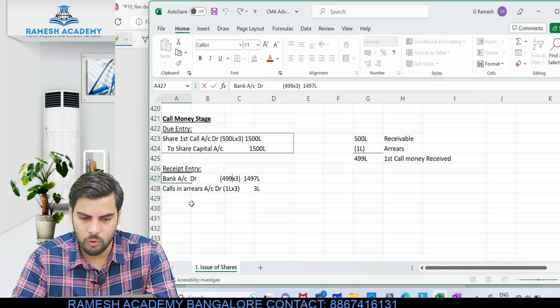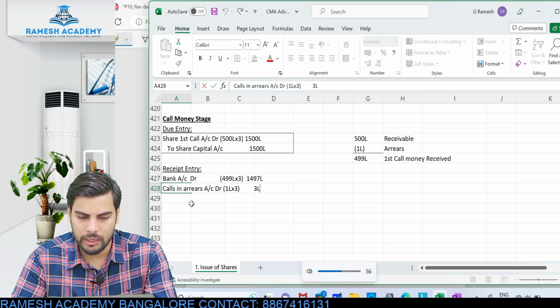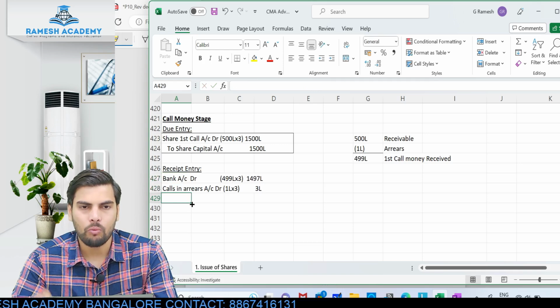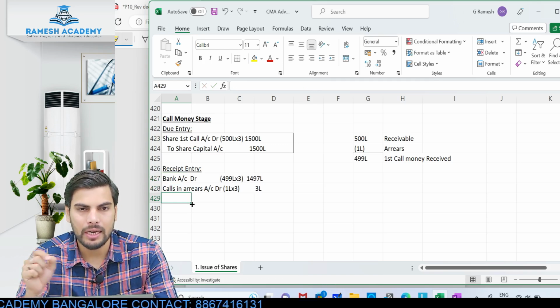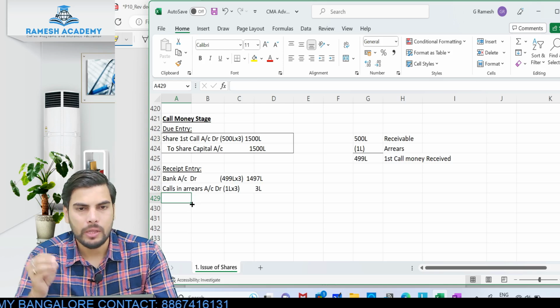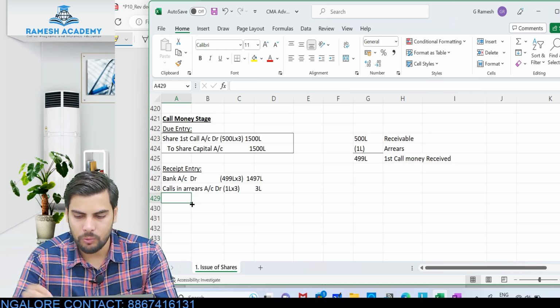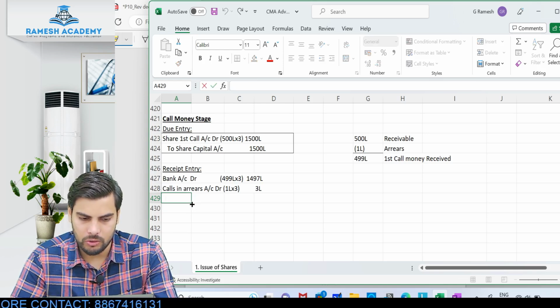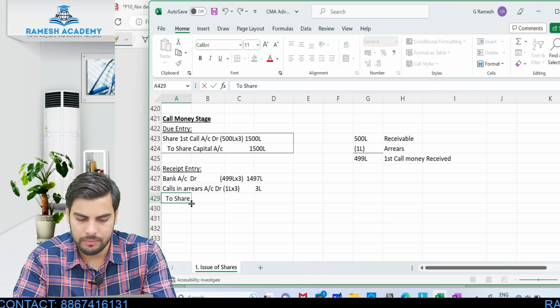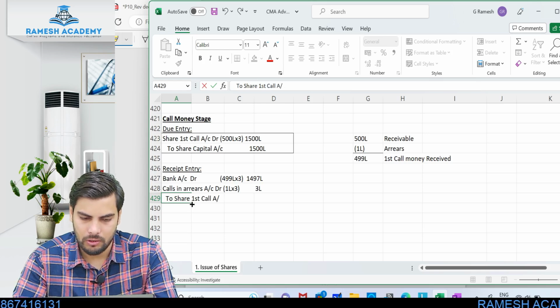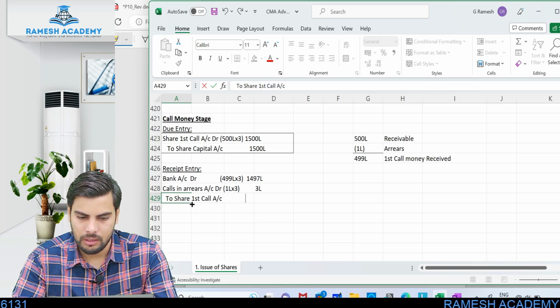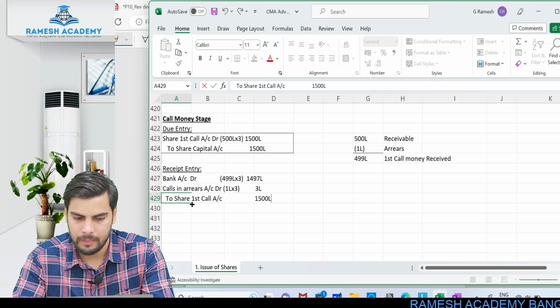Okay, so this is 499 lakh. I hope you guys understood from where we got this 499 lakh. Out of 500 lakh, one of the shareholders who was holding 1 lakh shares, he did not pay. It means to the extent of the balance 499 lakh, they would have already paid this amount. Okay, to what? To share first call account. Okay, that is 1500 lakh.